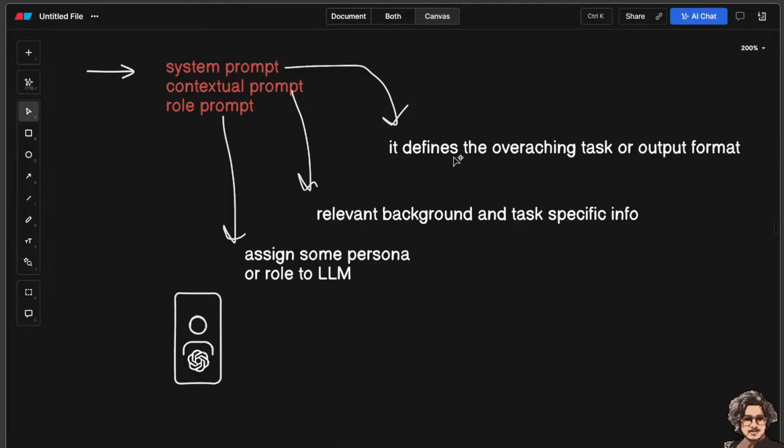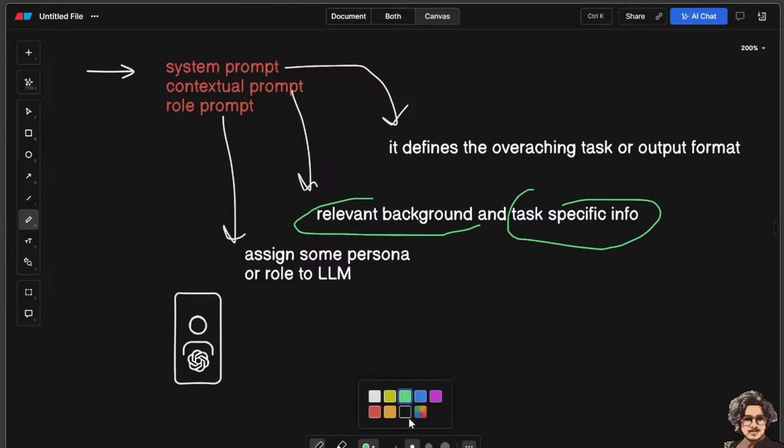So what defines the overarching task or the output format is known as system prompting. For contextual prompting, we have to provide relevant background and task-specific information. And when we are talking about role prompting, we have to assign some persona, to act like this one role for the LLM. This is the prime example.